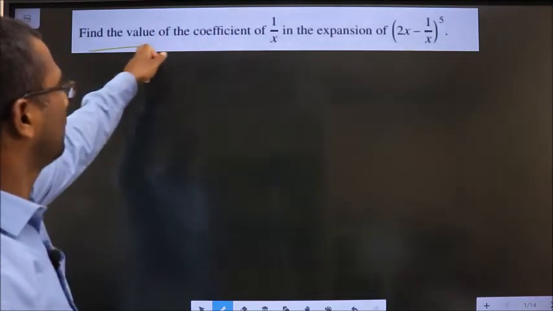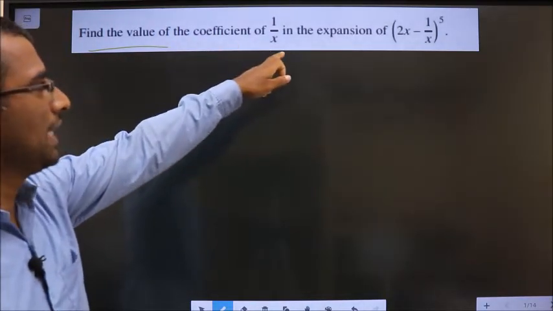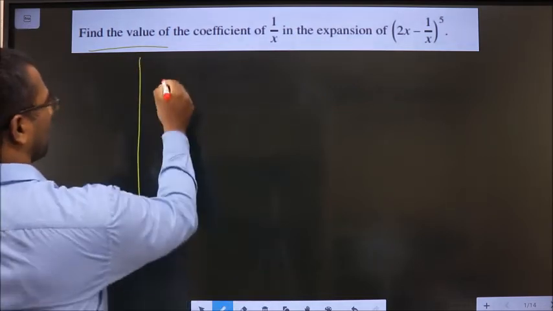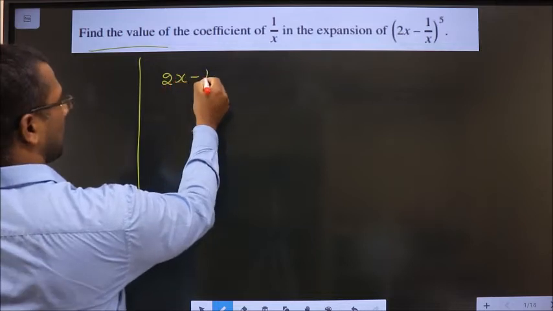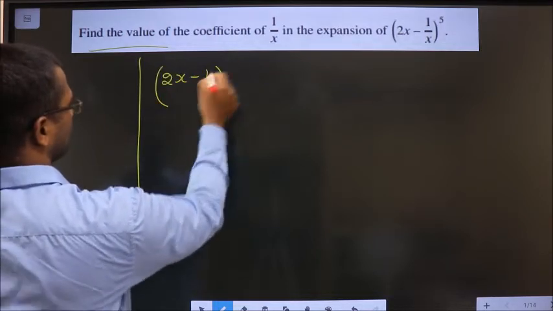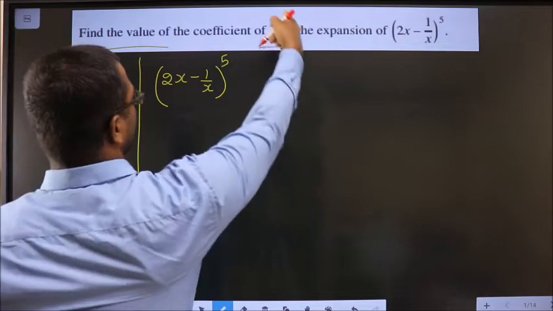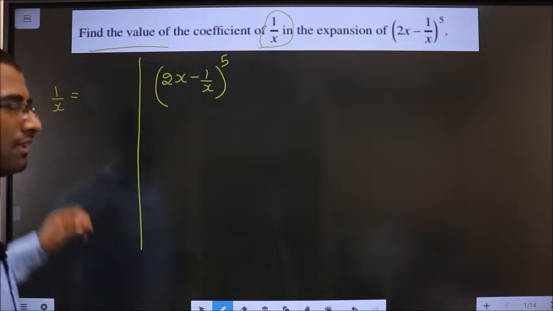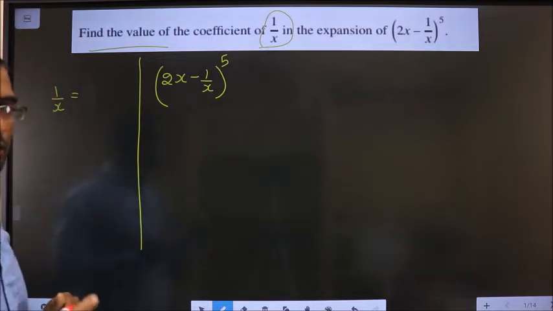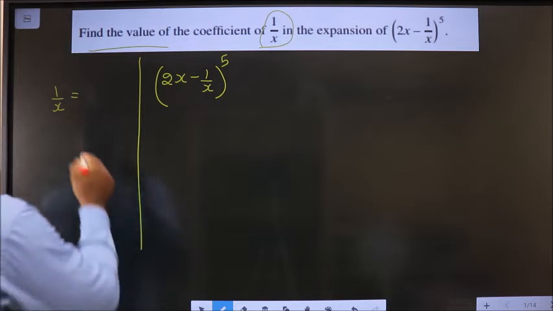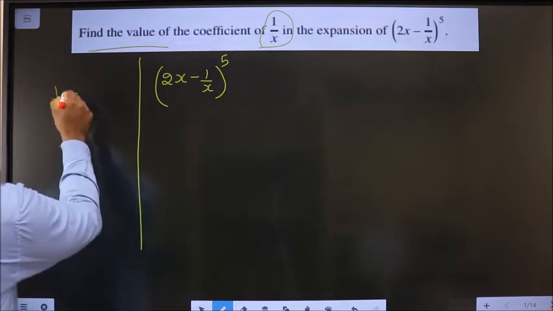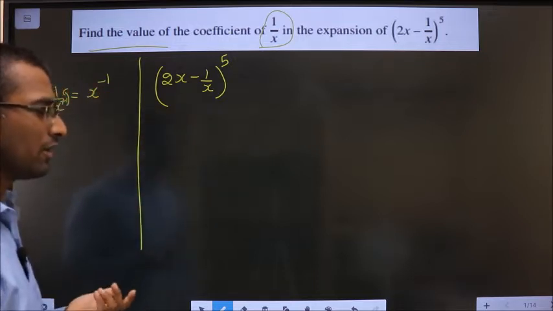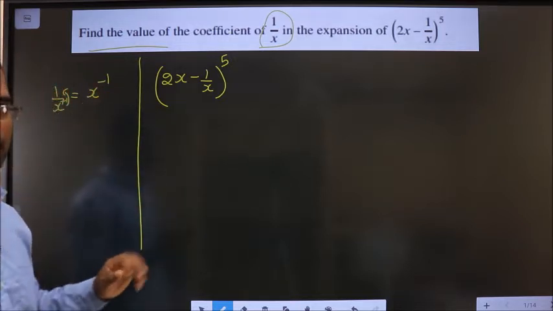Find the value of the coefficient of 1 by x in the expansion of (2x minus 1 by x) power 5. You need to find the coefficient of 1 by x. Okay, see, x should be present in the numerator, and how can I do that? If here it is plus 1, take it up, the sign for the power gets changed. So now you need to find the coefficient of x power minus 1 in this.